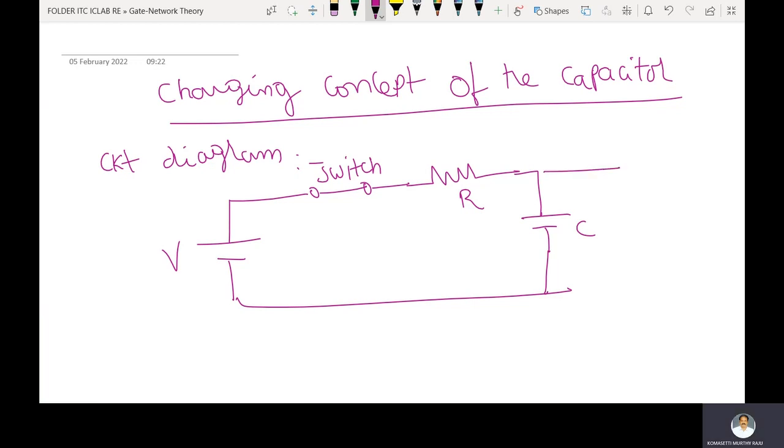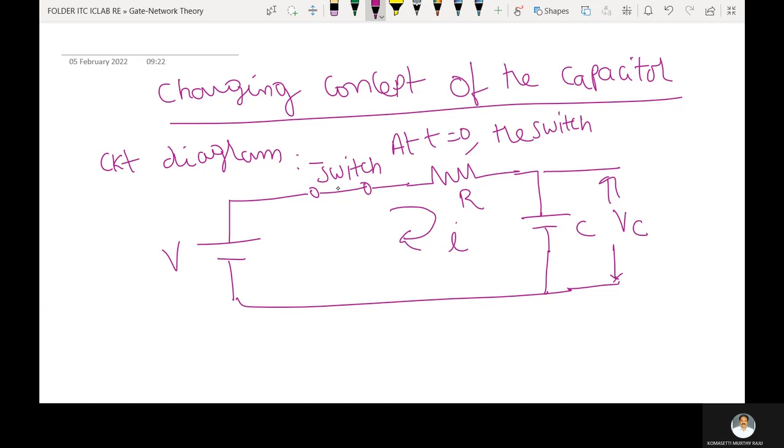The instantaneous voltage across that capacitor is given by Vc. The current flow through the circuit is I. At t equal to 0, the switch S is closed.